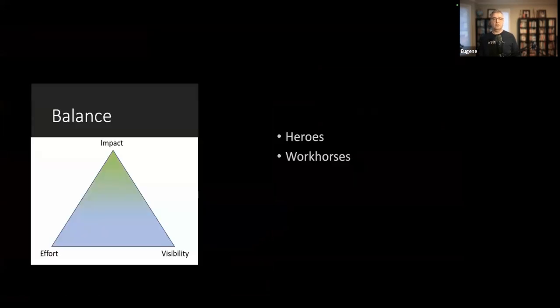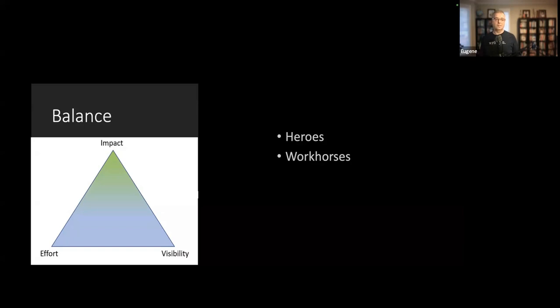The next thing here is this theory I have that basically all you do is fall on a triangle where the vertices are impact, effort, and visibility, right? And the point is that if your work aggregates at any one of those vertices, that's a problem, right? So for example, the people who always optimize for impact and don't think about effort and visibility are generally the heroes. And heroes in a bad sense, because a hero allows the organization to not solve its systemic problems, right? So you don't want heroes in an organization.